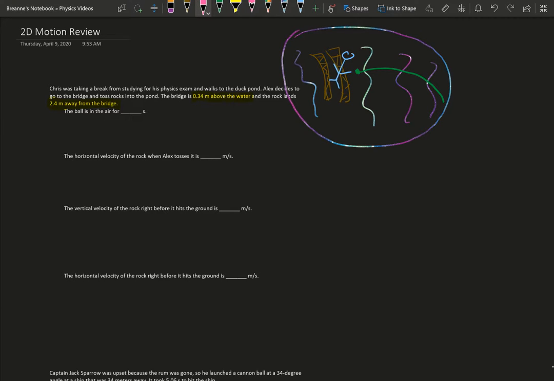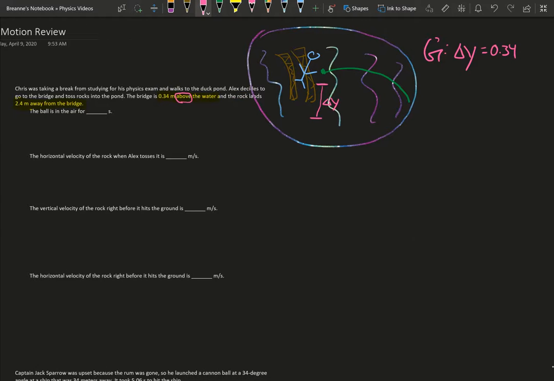So it says the bridge is 0.34 above the water. Basically what that's telling you, the key thing is above. Which direction do you look when you hear above? Hopefully you look up. So that's going to end up being your delta y. That's in your y direction. So if we're writing down our givens, our delta y is going to be 0.34 meters.